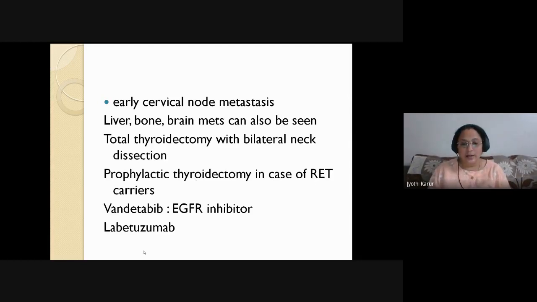Okay, there are certain immunological modulators. The drugs are vandetanib and cabozantinib. So these are the two drugs which are used for the treatment of medullary carcinoma of thyroid. So remember these two drugs. Okay.